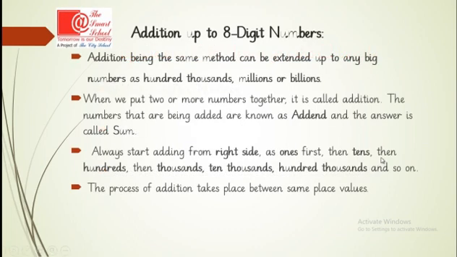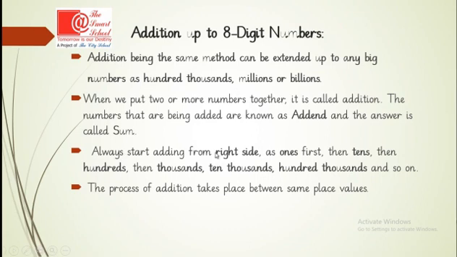Now first I want to reinforce the basic rules of addition. Addition up to 8 digit numbers. Addition being the same method can be extended up to any big numbers as hundred thousands, millions or billions or even more. When we put two or more numbers together, it is called addition. The numbers that are being added are known as addends and the answer is called sum.